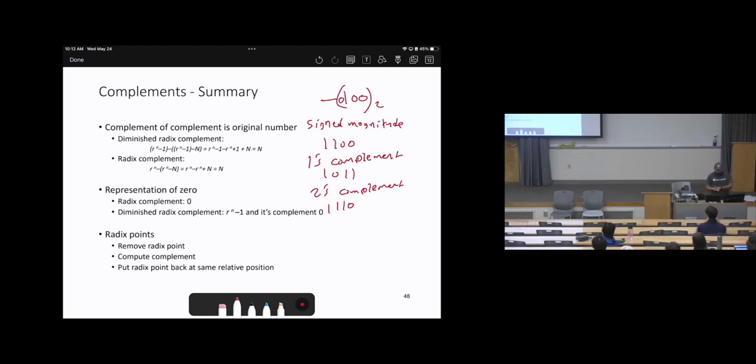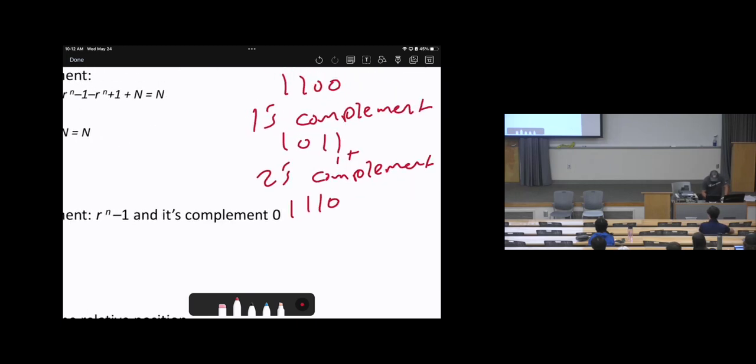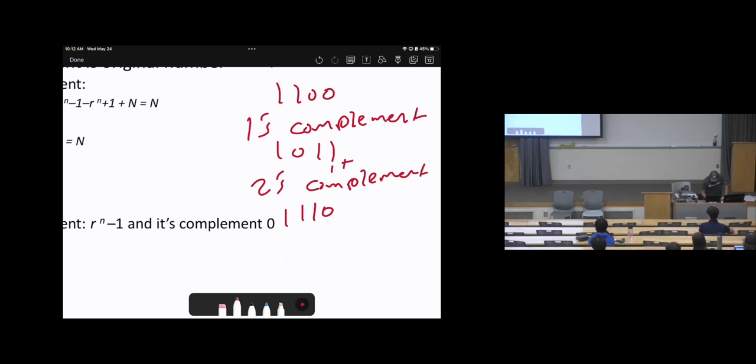Yes. The 2's complement, why would the third one be 1? When I go 1 plus 1 is 10, 1 plus 1 is 10, and then 1 plus 0 is 0. Do you mean here? Just add 1. 1 plus 1, 10, 0, carry 1. 1 plus 1, 10. Oh, yes, you're right. I'm sorry. Thank you.